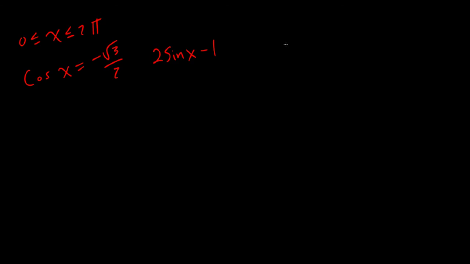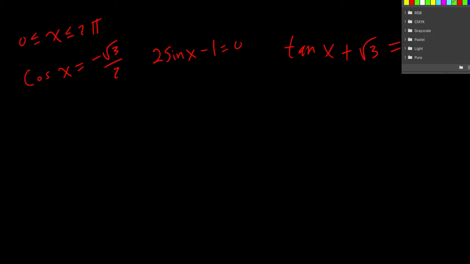Okay, and then the last one on this part is tangent x plus the square root of 3 equals 0. Now we're not going to use a calculator for these ones. Oh, I didn't even finish this one. This one is equal to 0. So we're not going to use a calculator on these ones. We're going to use the unit circle instead.